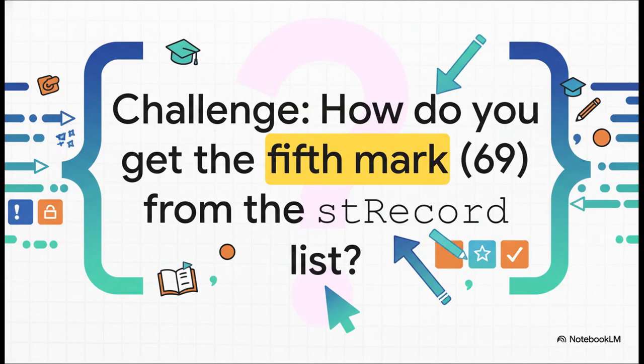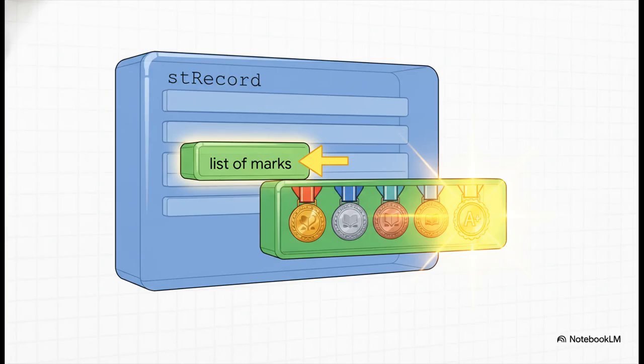Let's try one more. We've got a student's record here stored in a list, and their marks are nested inside it. How would you write the code to pull out just the 5th mark, the number 69? Remember, you're going to need those 2 addresses to find it. The correct way to do it is record[2][4]. Let's break it down. The first index, 2, selects that entire list of marks. Then, from within that list, we need the 5th item. And since we always start counting at 0, the 5th item is at index 4. And boom, that's how you navigate a nested list.